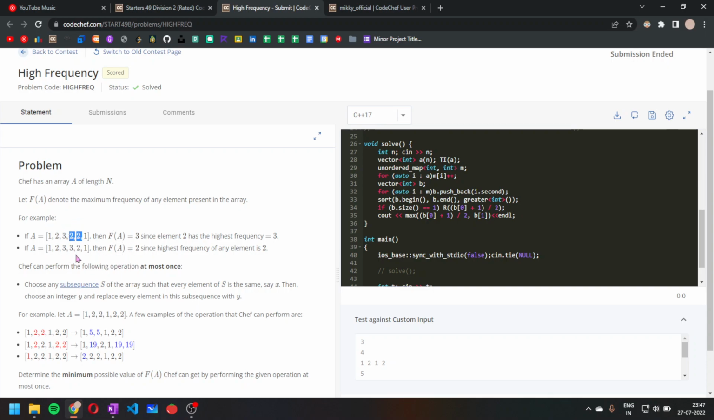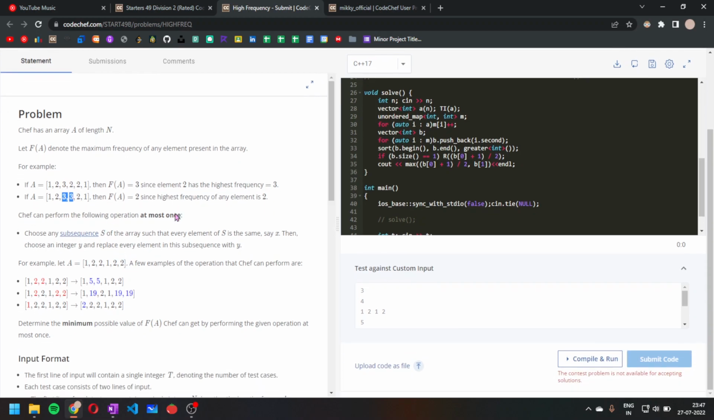And in the second case, the maximum frequency is going to be 2, because here 2 is occurring 2 times and 3 is occurring 2 times. So what we can do is perform an operation at most one time. We can choose any subsequence, and we can replace every element of that subsequence with some other element. So we can do this.